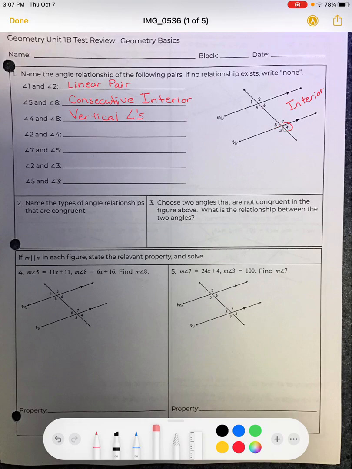Okay, next one. We have 2 and 4. They're on the same side, but they're not alternating sides. So we're just going to say this one has no relationship, or none, it says.